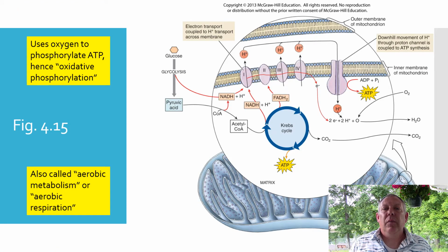And so in the end, we're using oxygen to phosphorylate ATP, meaning we're adding a phosphate, that's phosphorylation. And so since we're using oxygen to phosphorylate this ATP, it's called oxidative phosphorylation. We can also call this aerobic metabolism or aerobic respiration. The important part is that you've got to have oxygen to drive the electron transport chain.